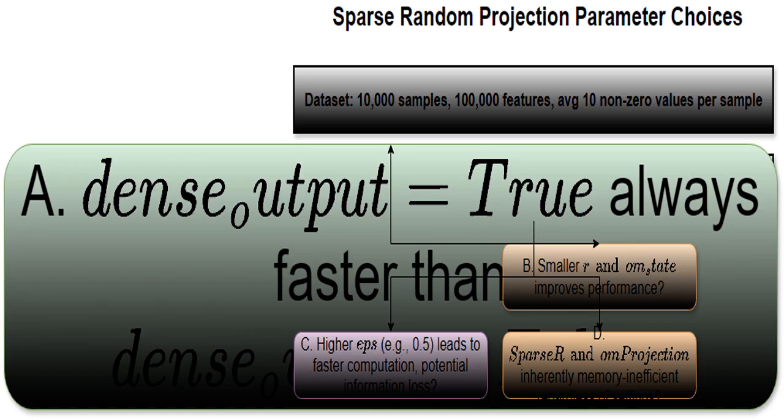This statement explores whether forcing the output of sparse random projection to be a dense matrix, dense_output equals true, is always faster than maintaining sparsity, dense_output equals false. For large sparse datasets, keeping the output sparse is generally more efficient. Converting to dense would fill the matrix with zeros, increasing memory usage dramatically and potentially slowing down computations. Think of it as this. Do you want to move 10,000 very small boxes all filled with air or just 10,000 individual pins?